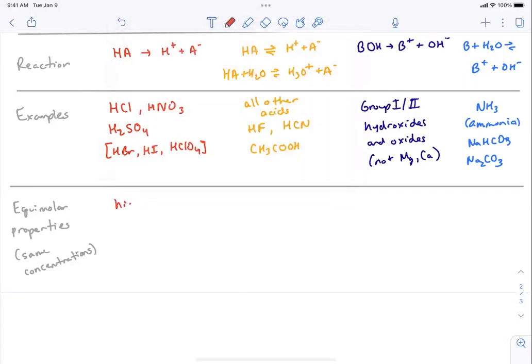The strong acid would have high conductivity. Okay. Fast reaction rate.